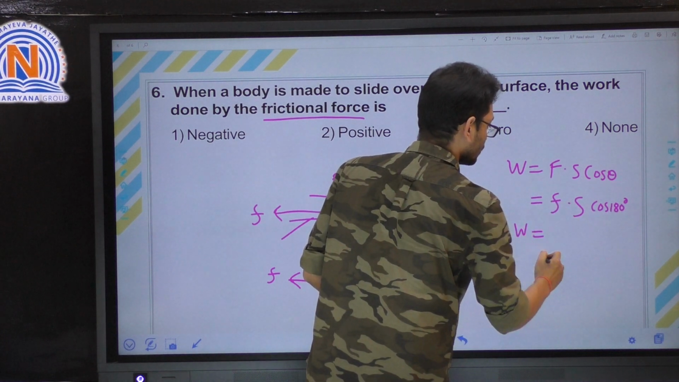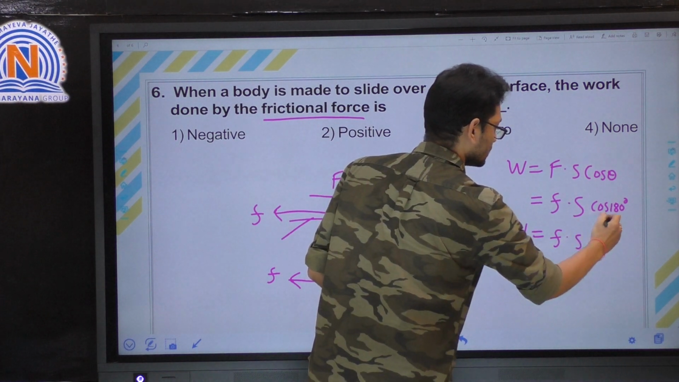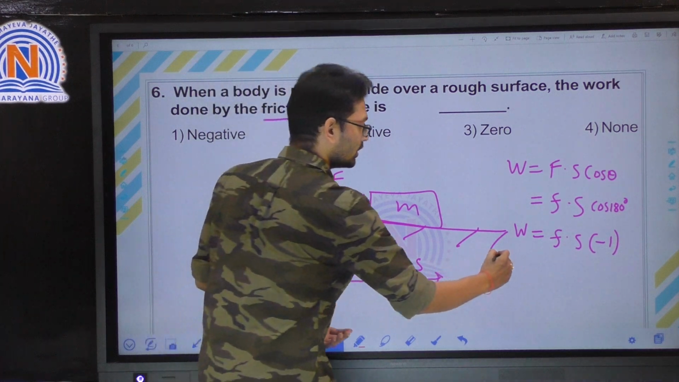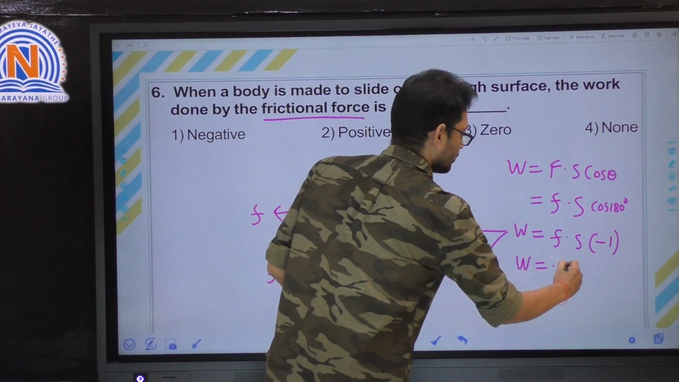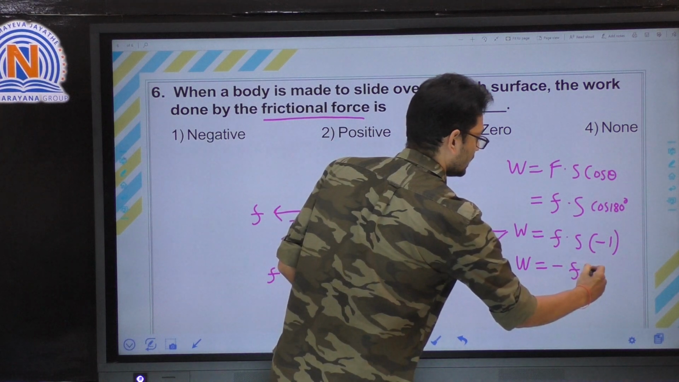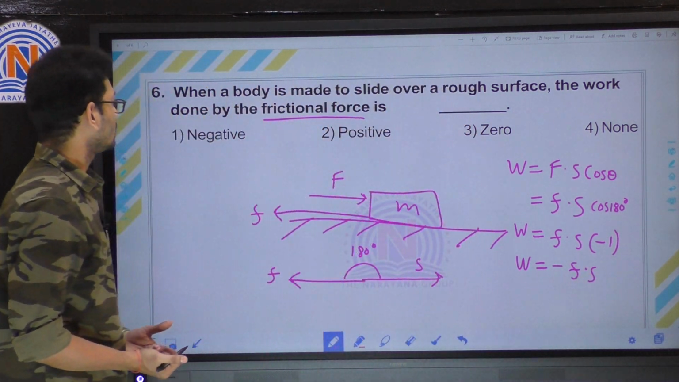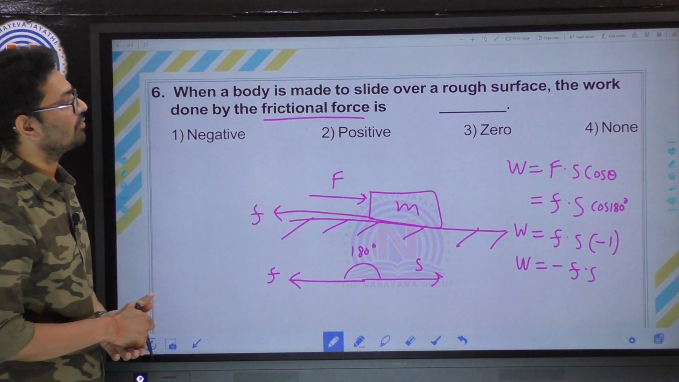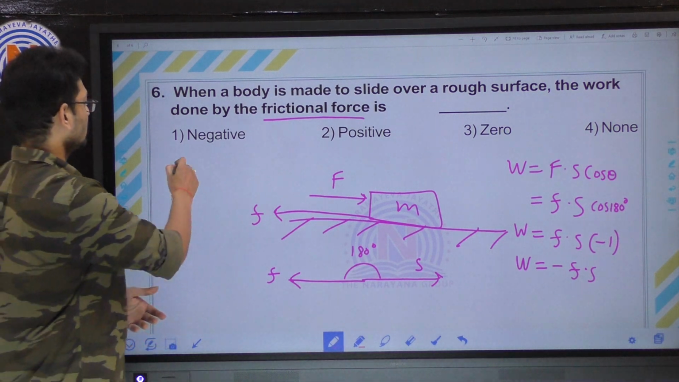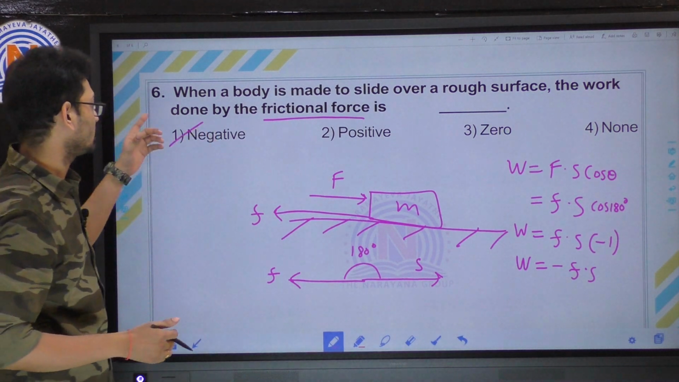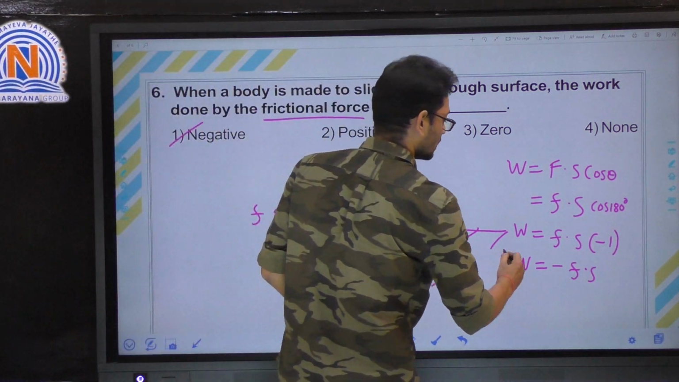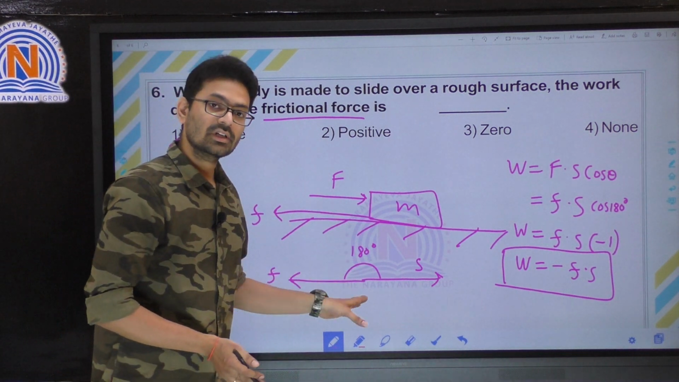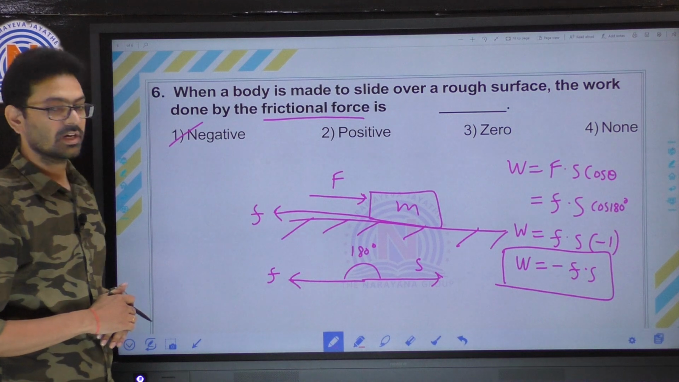So your work done is going to be equal to F dot S, and cos 180 is nothing but minus 1. Now your work done W is going to be equal to minus Fs. So if a body is made to slide over a rough surface, the work done by the frictional force is negative. Your answer is negative, because you are going to get a negative work done here, as the two vectors are apart from each other by 180 degrees, right?